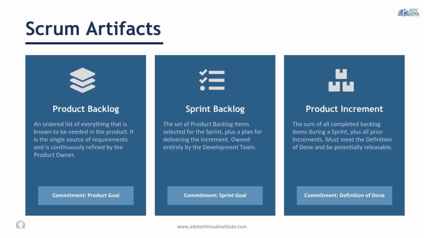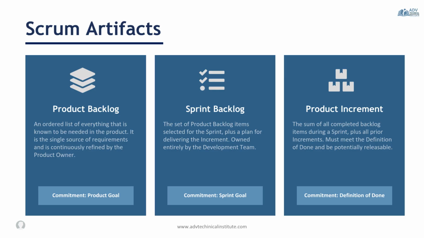The first artifact is the product backlog. That's a prioritized list of everything that might be needed for the product. Think of it as the team's single source of requirements. The product owner is responsible for creating, maintaining, and continuously refining the product backlog. Its commitment is the product goal, which describes the long-term objective that the product aims to achieve.